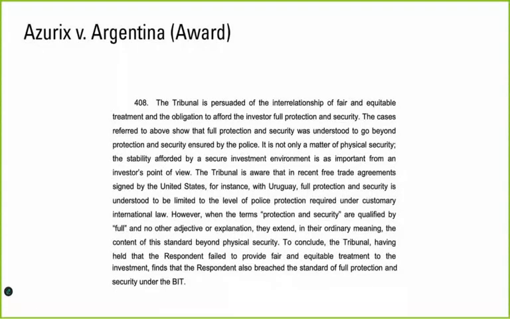And then it tells you, the terms protection and security are qualified by "full." It says full protection and security. It doesn't use any other adjective. It doesn't say physical, it says full. So why should we limit ourselves to physical security? It's full, 360 degrees.